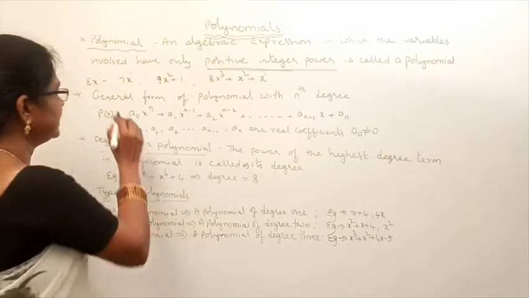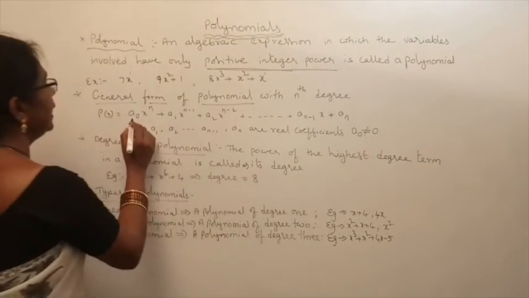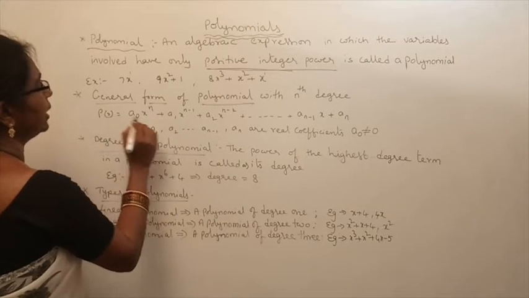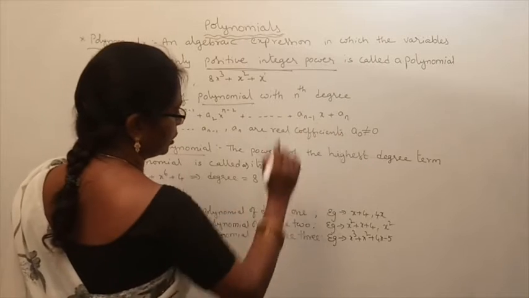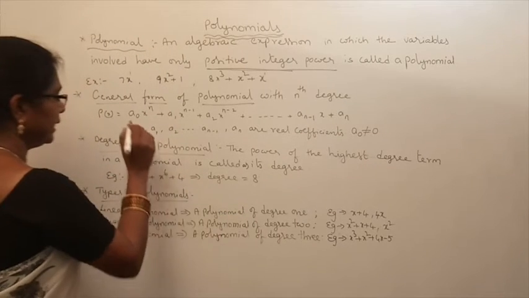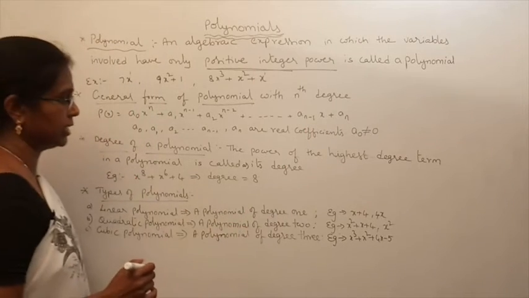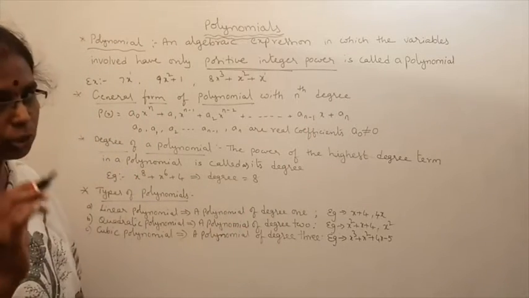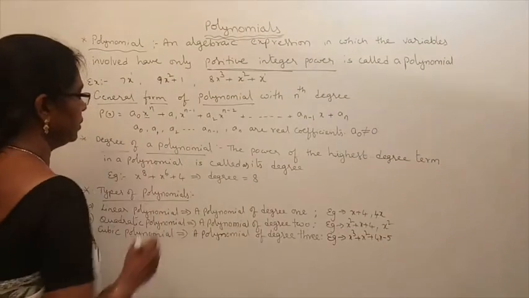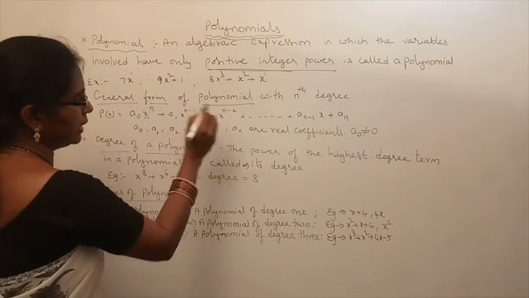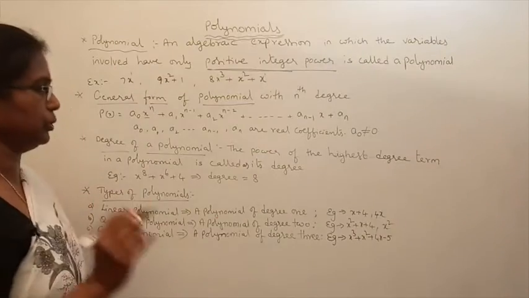Now what is the general form of a polynomial? a0 x to the power of n plus a1 x to the power of n minus 1, up to an. Here a0, a1, a2 up to an are called coefficients. Those are real numbers, and x is a variable, and n, n minus 1, n minus 2 are powers. Now these powers must be positive.